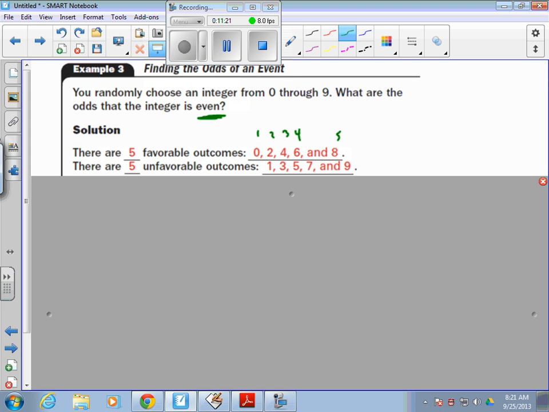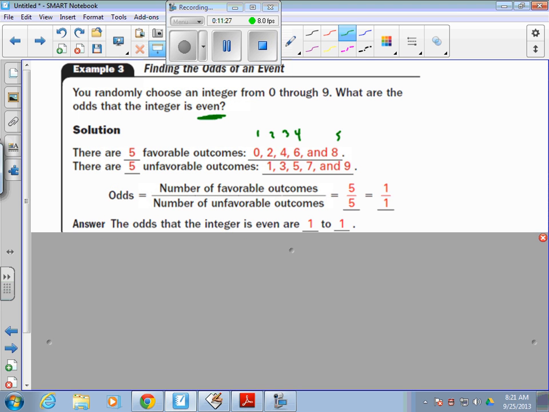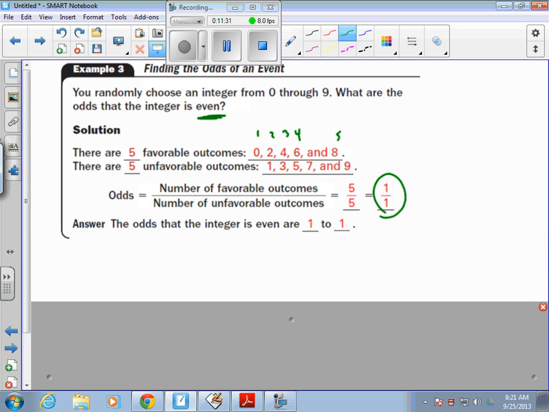The even ones, there are 5 of them, and there are 5 that are not even. 1, 3, 5, 7, and 9. So 5 to 5, which simplifies to 1 to 1. So there's a 1 to 1 chance that it'll be even.